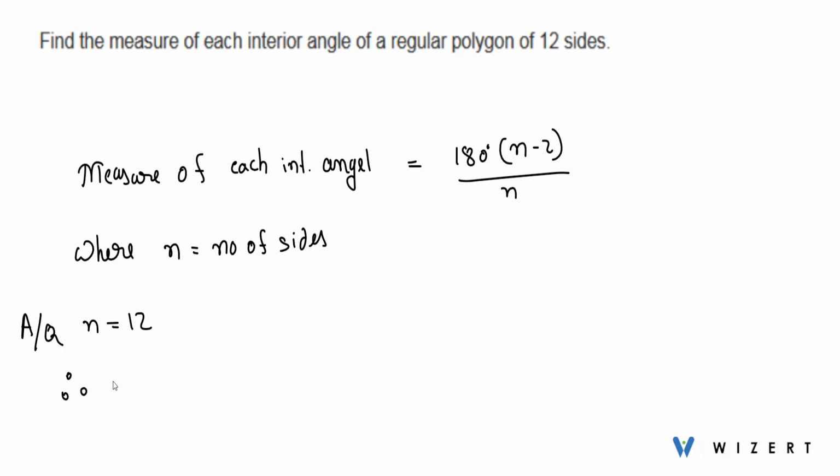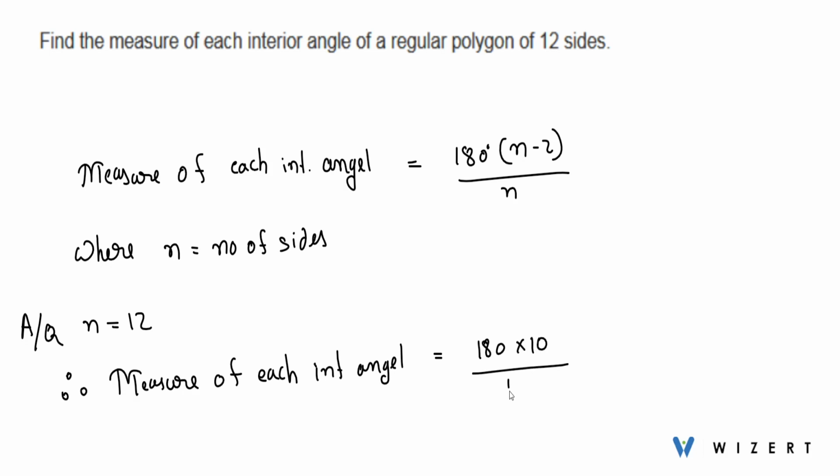Therefore, the measure of each interior angle will be equal to 180 multiplied by (n minus 2), which is 12 minus 2, which will be equal to 10, whole divided upon 12. Now 180 when divided by 12 will give us 15, and 15 multiplied by 10 will become 150.